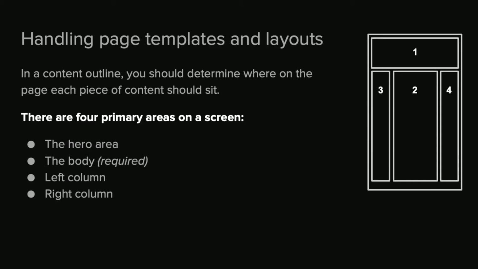Another thing you can define in a content outline is what page layout or other templates a page will use. So this involves determining where on the page each piece of content should sit. And there are 4 primary areas on a screen, not including the main navigation or footer, which presumably would go on every page. So the 4 areas are the hero area, which is the large image area at the top of the page. You have your body area, which is really the only one that's required of any page. And then you have your optional left and right columns.